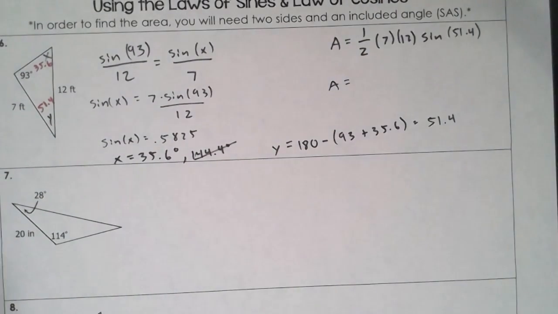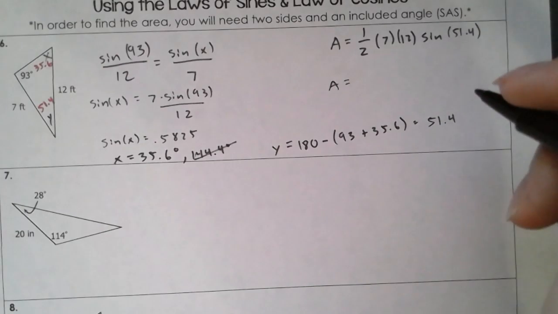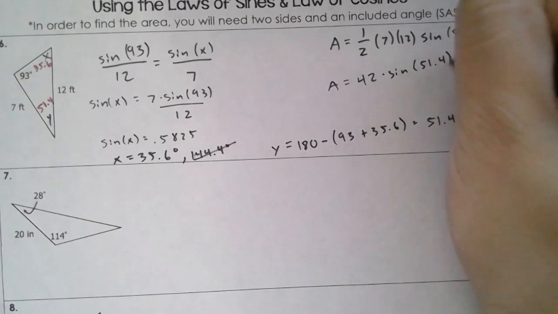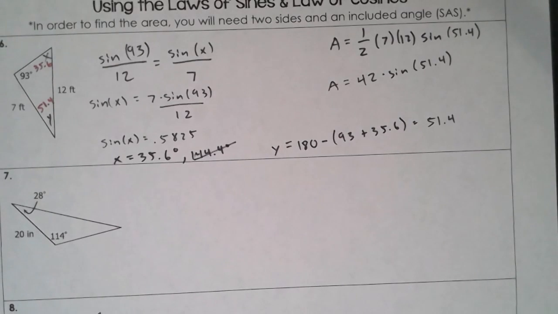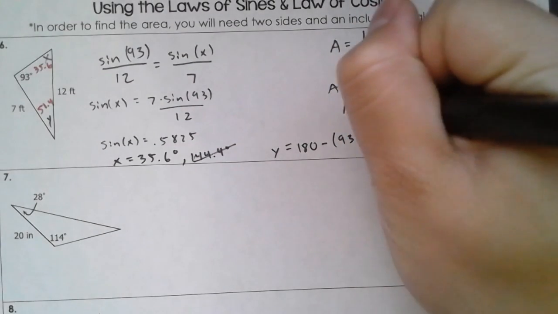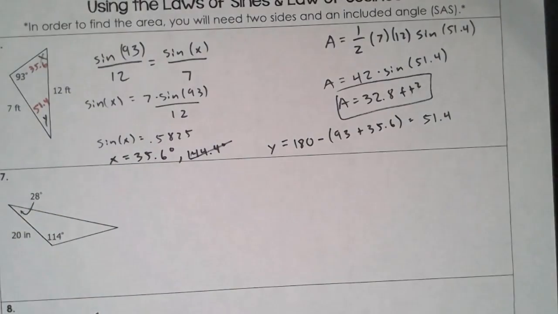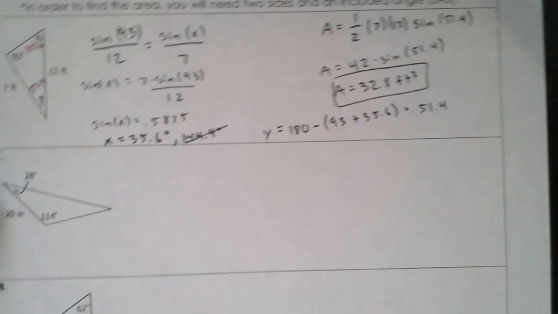So area is equal to 7 times 12 divided by 2. You're going to get 84, and half of that is 42. 42 times sine 51.4, and then when you put that in your calculator, you're going to get that the area is equal to 32.8 feet squared. And then that's how we found the area here. Okay.